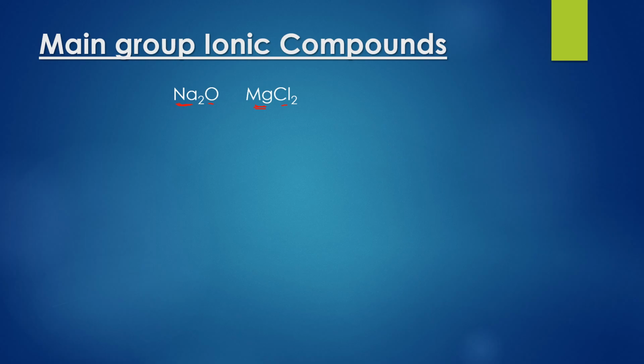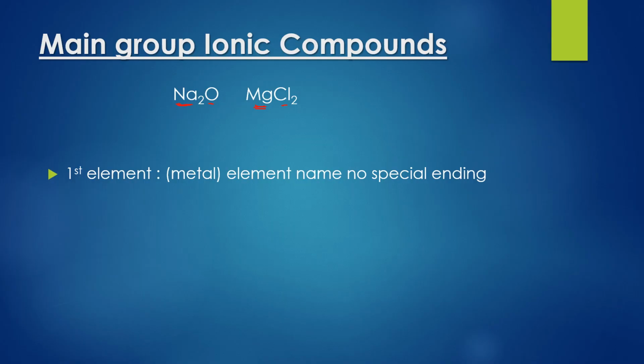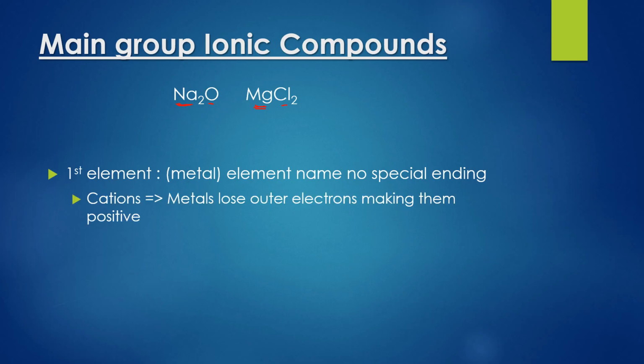But let's move forward and look at naming. So how are we going to name these compounds? Well, you start by naming the first element, which we said is always going to be the metal in an ionic compound, or the more metallic of the two at least. So the first element, name it with no special ending. So for the first one, it would be sodium. No special ending, just straight off the periodic table. And remember, the metal portions are the cations. They're the ones that are losing electrons. And we already mentioned that sodium specifically is going to form a +1.